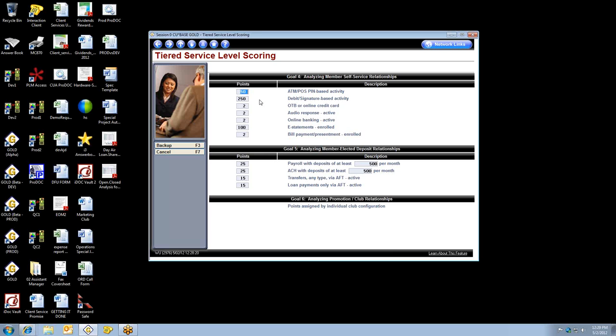So the member may have one transaction throughout the month, or they may be a heavy debit card user, such as 50 transactions a month. They would receive the same number of points.